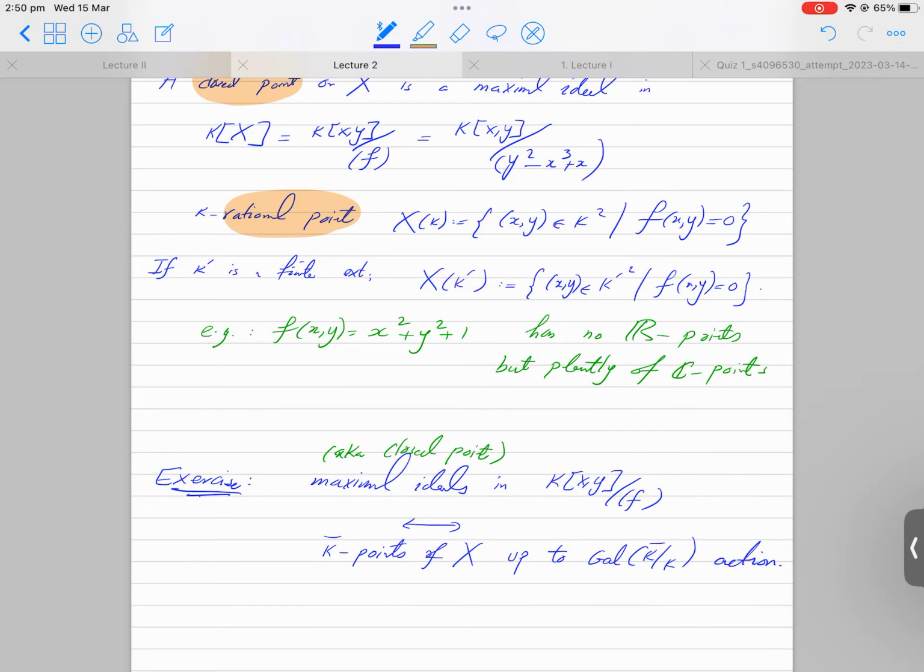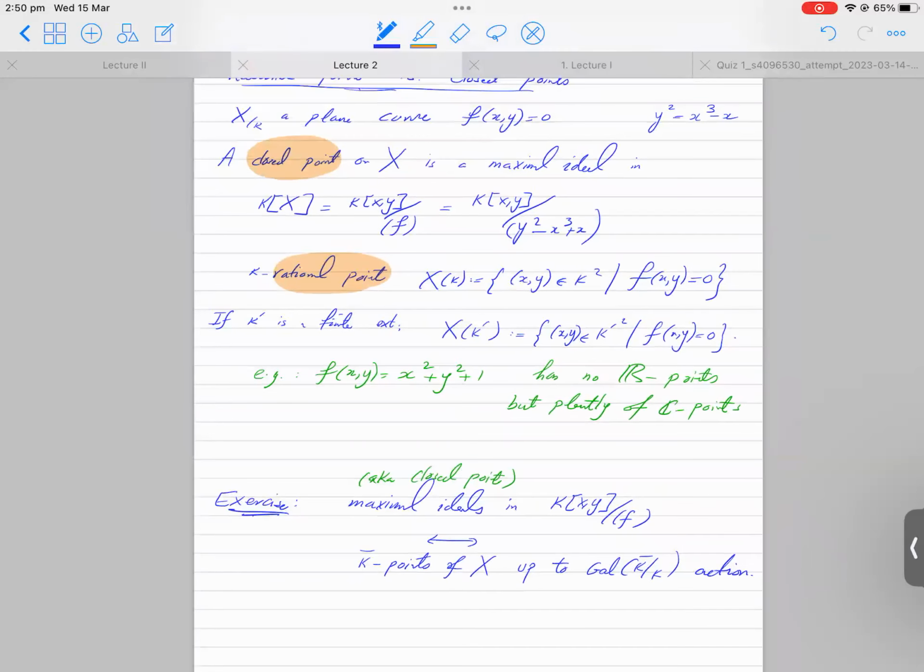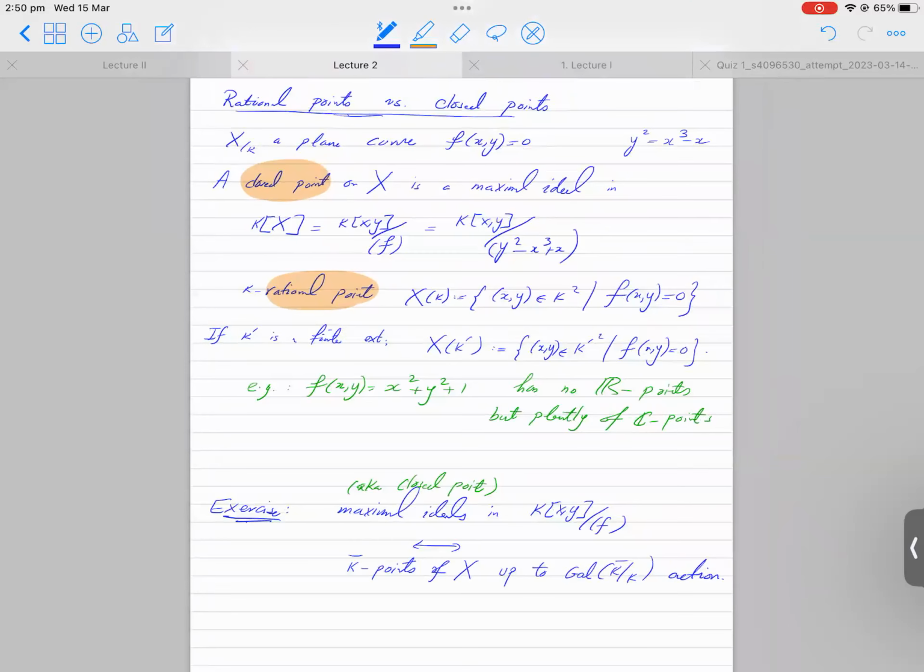The reason I'm saying this is that, let me write what I just said. Any questions about rational points versus closed points? This is actually one of the really confusing things in algebraic geometry. There are many different notions of points, whereas in usual topology and geometry you just had one kind of point. In algebraic geometry, you have many different kinds.